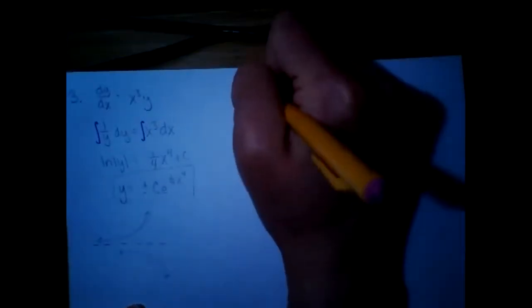Now, if there is an initial condition, you just get one particular answer, and then you would choose, do I want the plus or do I want the minus? But for the general solution, you need that in there.